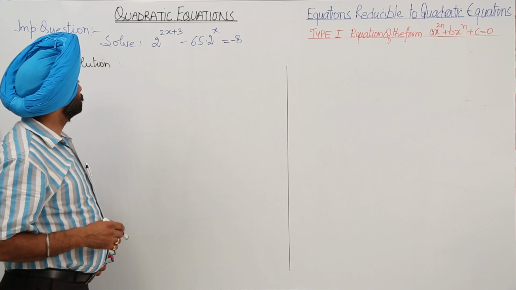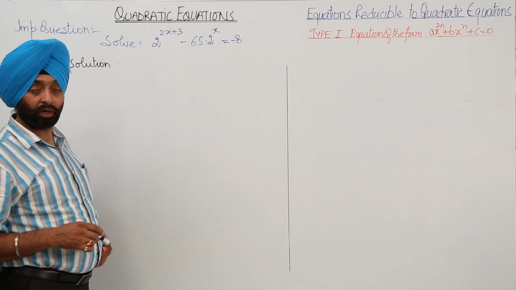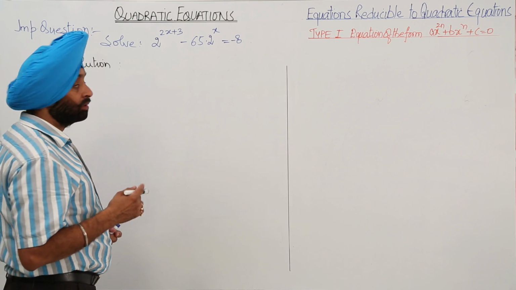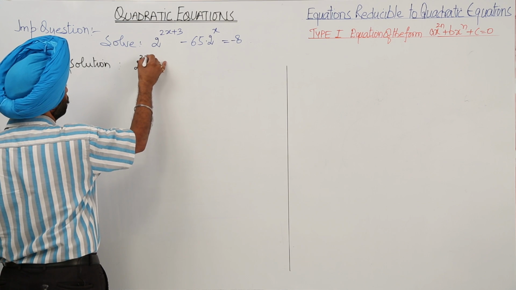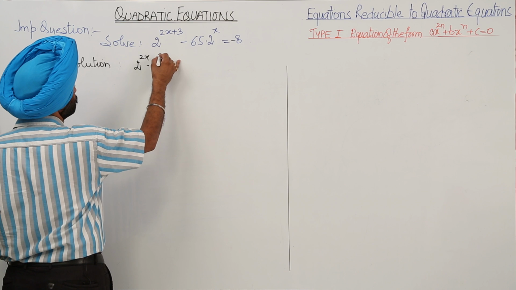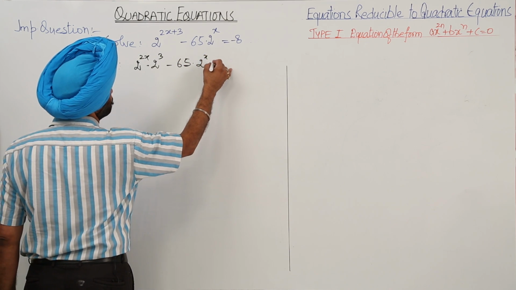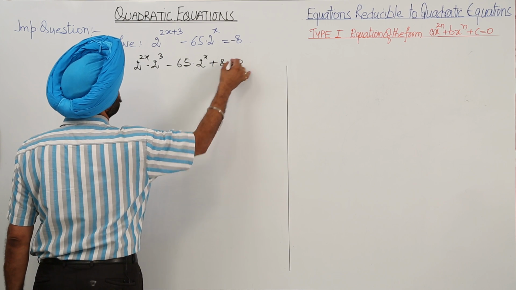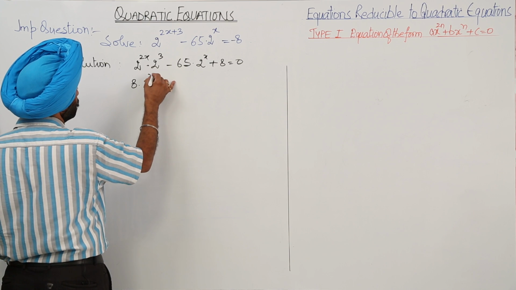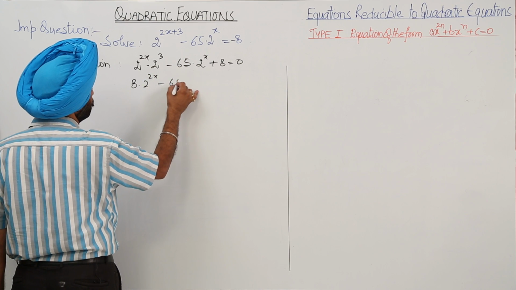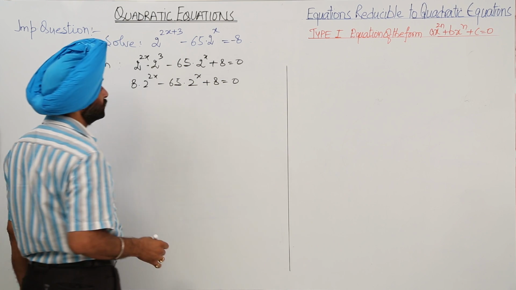Now, the question is 2 raised to power 2x plus 3 minus 65 times 2 raised to power x is equal to negative of 8. Now, first of all, let us split the power. 2 raised to power 2x, 2 raised to power 3, minus 65 times 2 raised to power x plus 8 is equal to 0. Now, this becomes 8 times 2 raised to power 2x minus 65 times 2 raised to power x plus 8 is equal to 0.